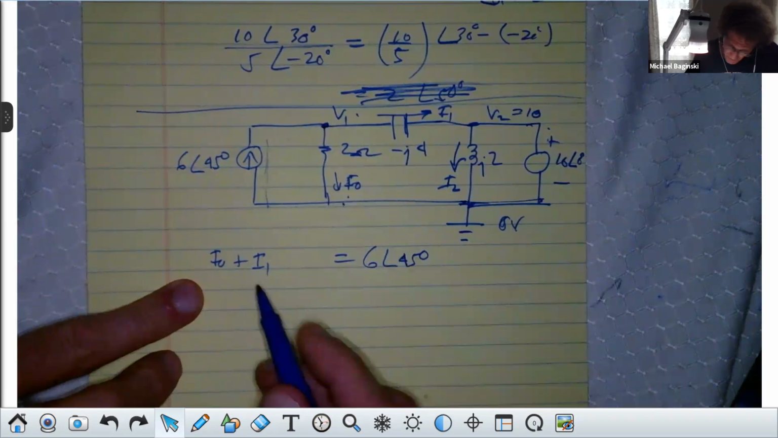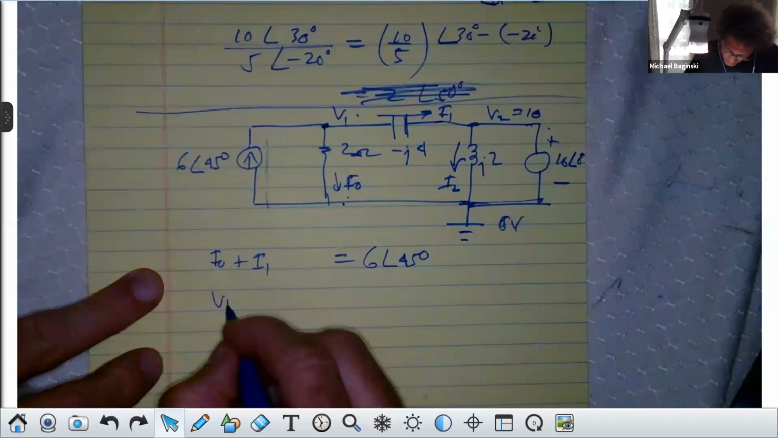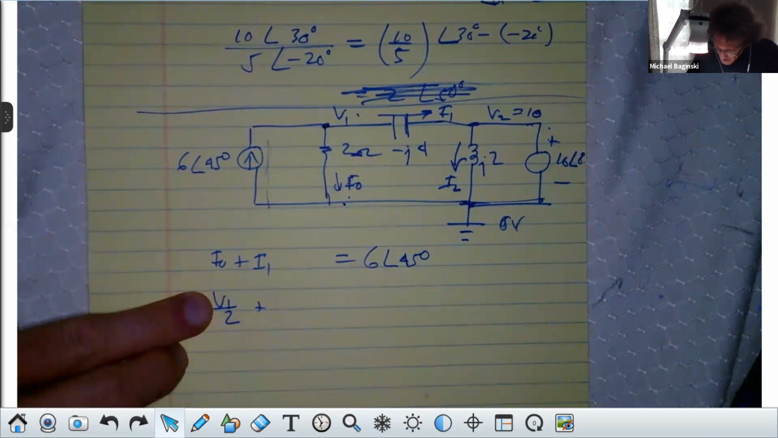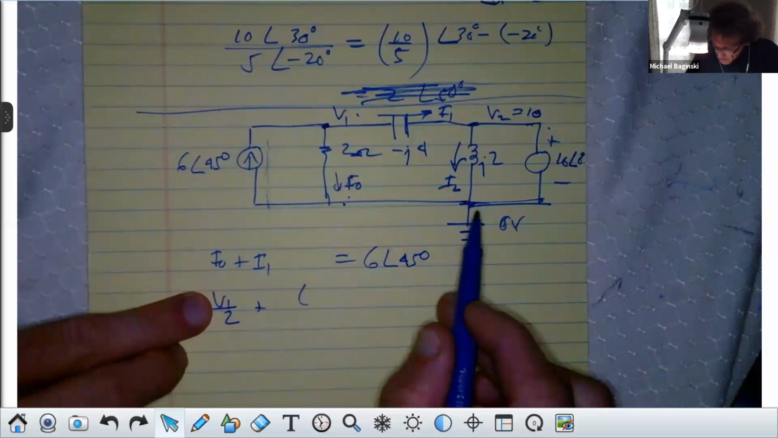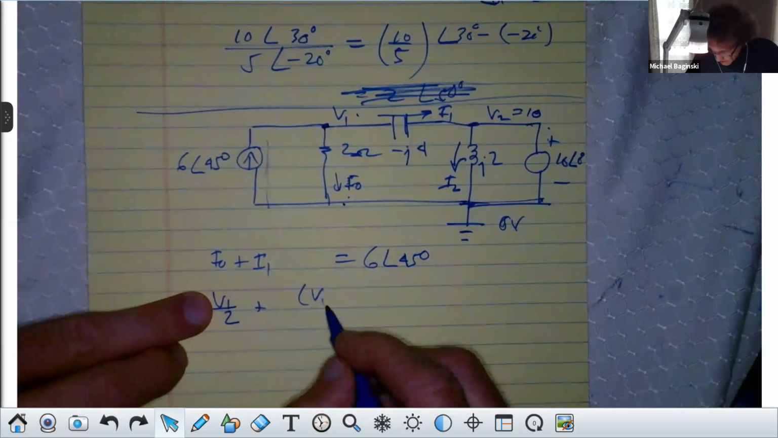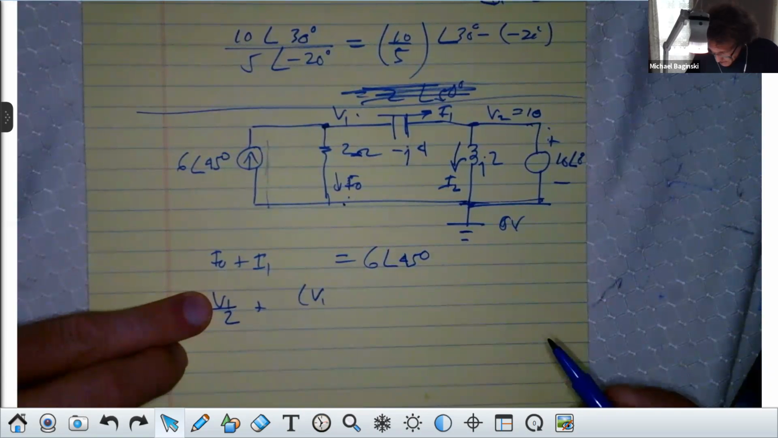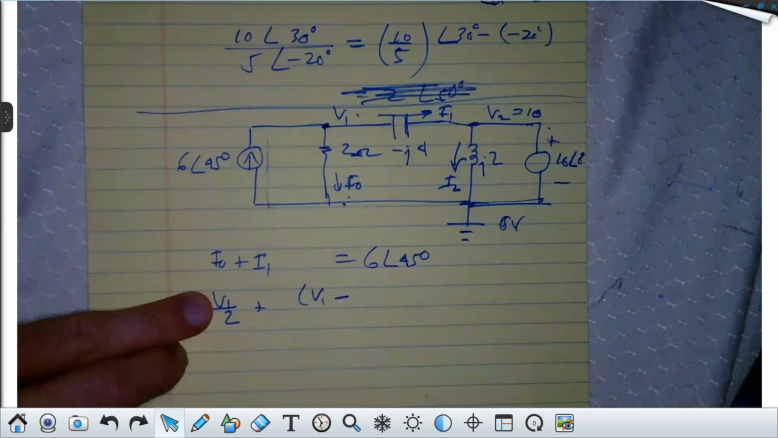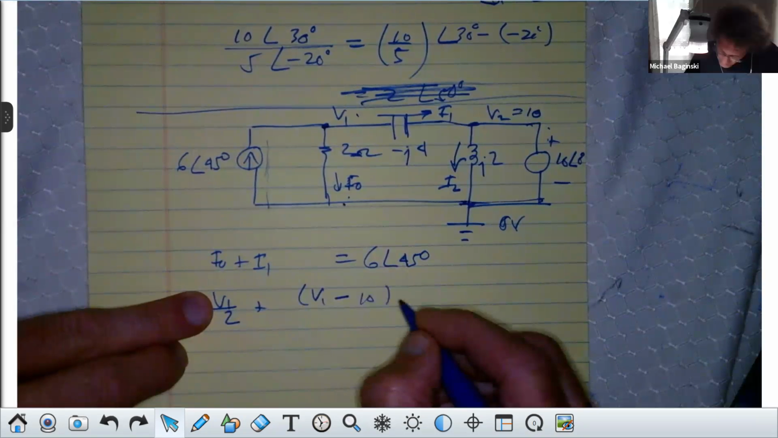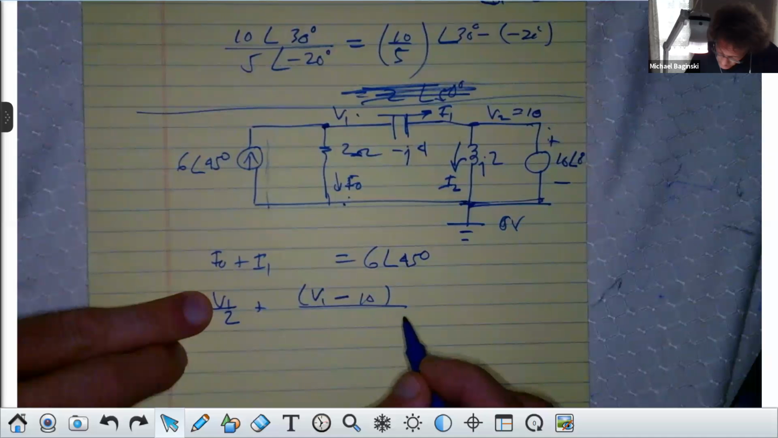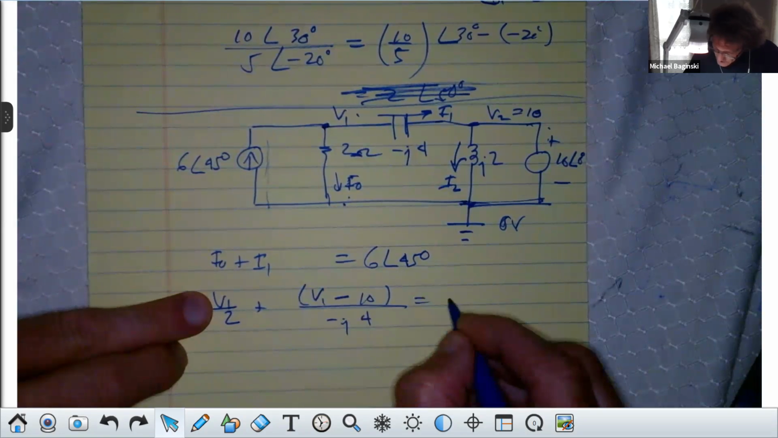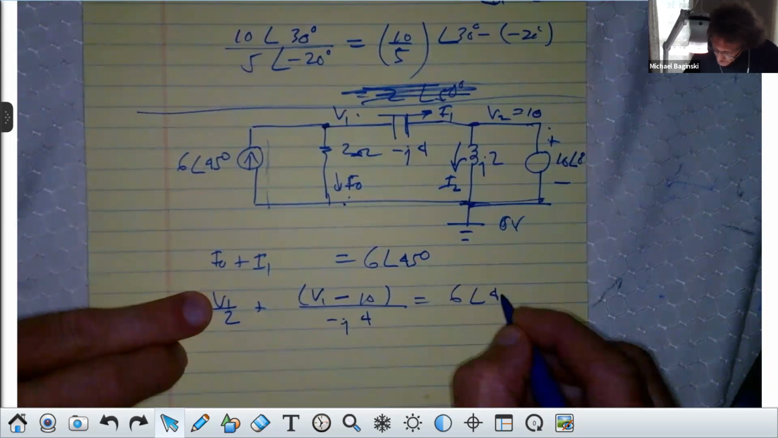Okay, so I0 is V1 right there over 2 ohms plus, and I1 would be what? V1, go ahead, minus 10 over minus J4, and that's equal to 6 at an angle of 45 degrees, correct?